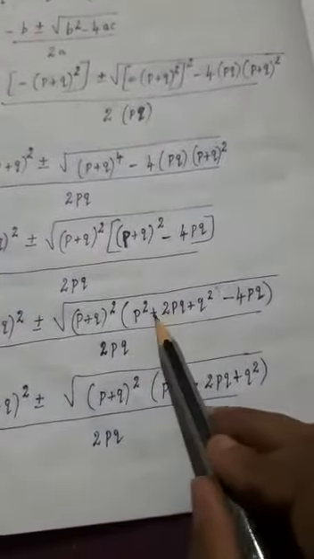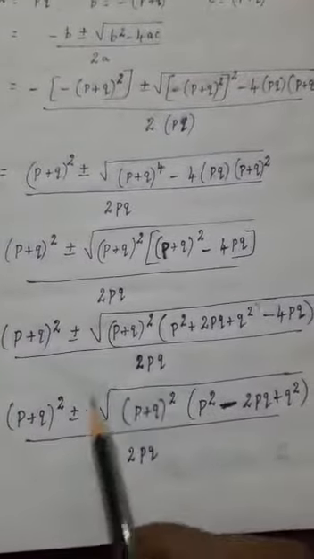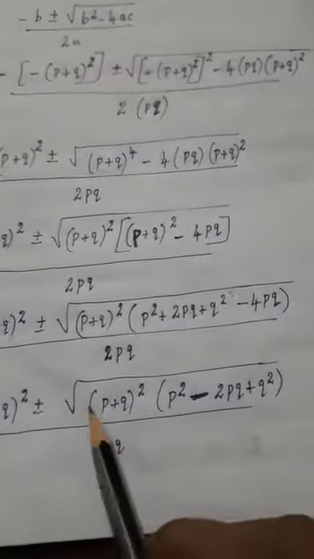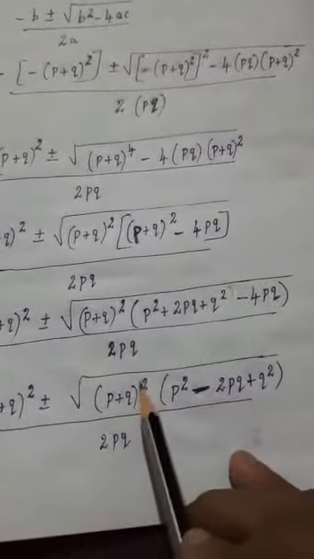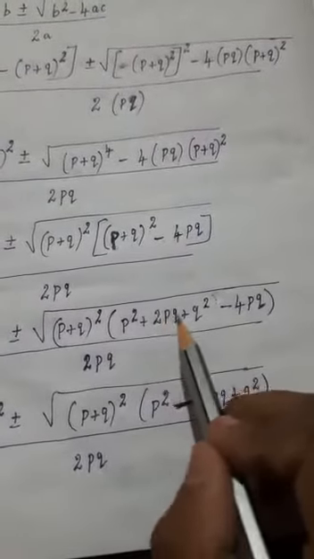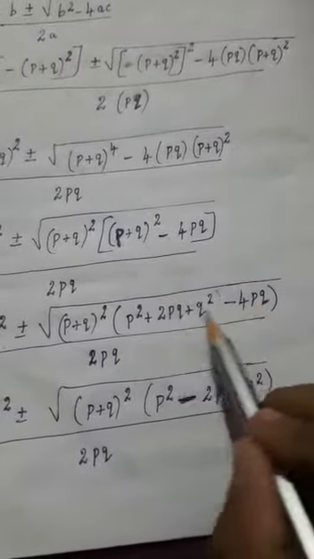So that is p square plus 2pq plus q square minus 4pq, divided by 2pq. So the next line: p plus q the whole square plus or minus root of p plus q the whole square into, here also you can see that like terms. So you can simplify it. Here 2pq you have, here minus 4pq you have. So the same like term, pq term.